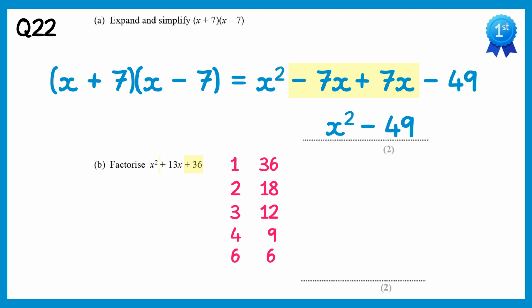Then we look at this middle term here, positive 13, and we're looking for the pair here that adds to give 13. So 1 plus 36 gives you 37, that's not 13. 2 plus 18 gives you 20, that's not 13. 3 plus 12 is 15, still not 13. But 4 plus 9 does give you 13. This tells us the numbers we need inside our brackets are 4 and 9. So the answer to this one is x plus 4, x plus 9.